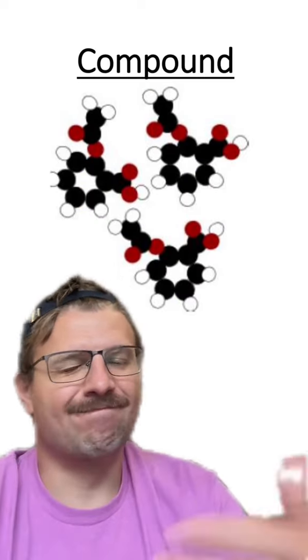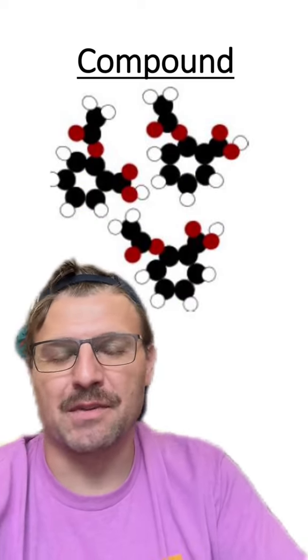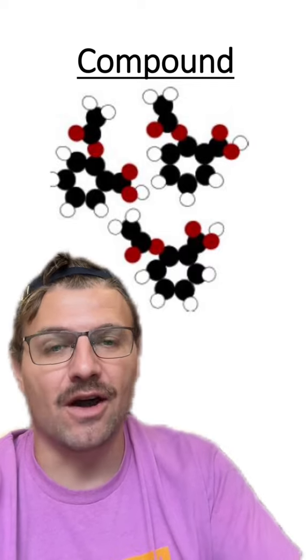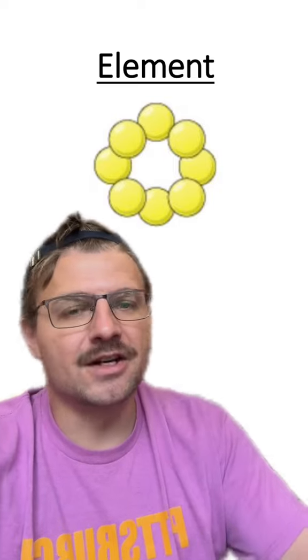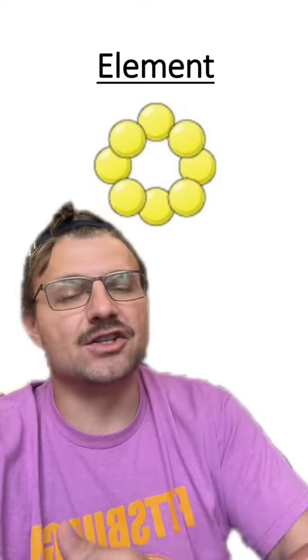All right, what about this diagram? Is this an element or a compound? This is a pretty easy one. There are different colors which represent different elements, which means this is a compound. And lastly, does this show an element or a compound? Even though they're in a circle, they're all the same, which means this is just an element.